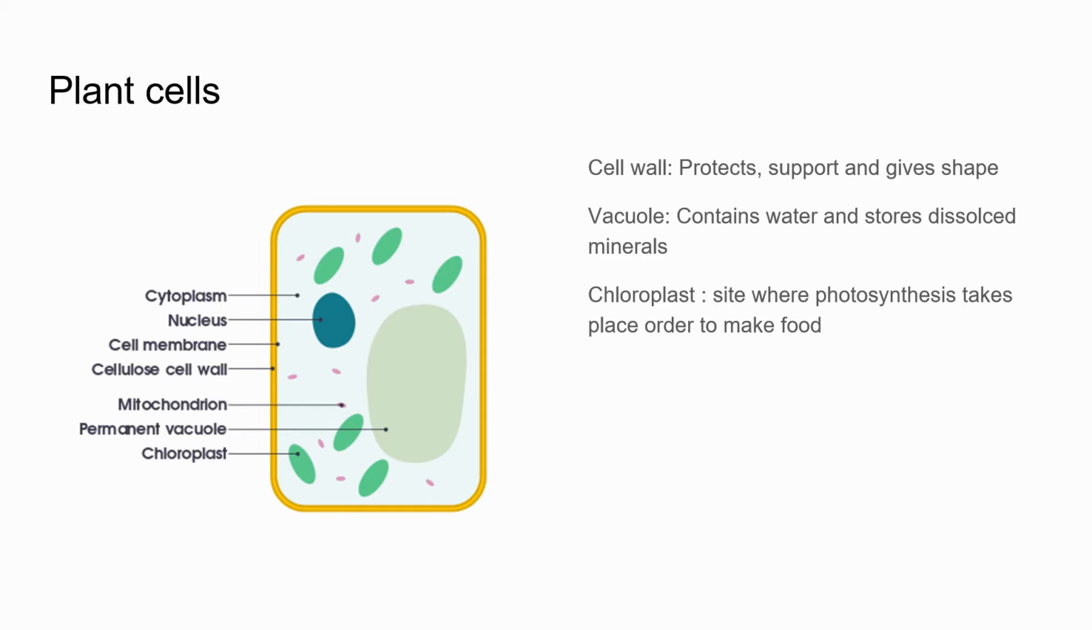If you learn more in depth into biology in the future, you'll know how the cell wall protects and provides the structure of the cell. It is very important. So we have the vacuole, which contains water and stores minerals. That's all you need to know about the vacuole. Then we have chloroplast, which is where photosynthesis takes place in order to make food.